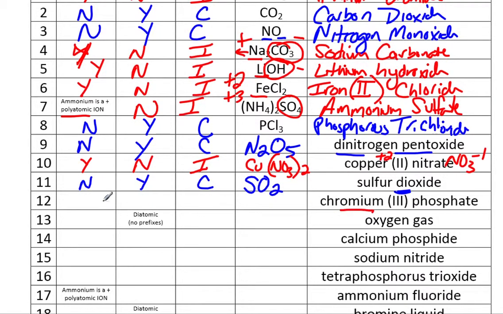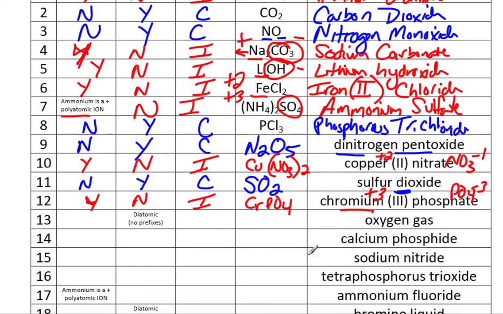Chromium. Chromium's a metal. Yes, that's a metal. That means it's ionic. No prefixes in the name. And I see the charge. Love that. I don't even have to look at the periodic table. Chromium makes +3. Phosphate is a -3. That's a 1-to-1 ratio, so it's CrPO4.